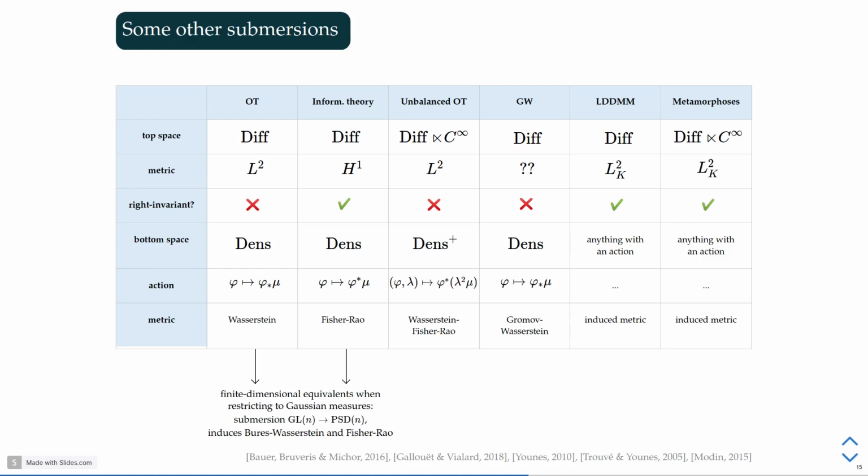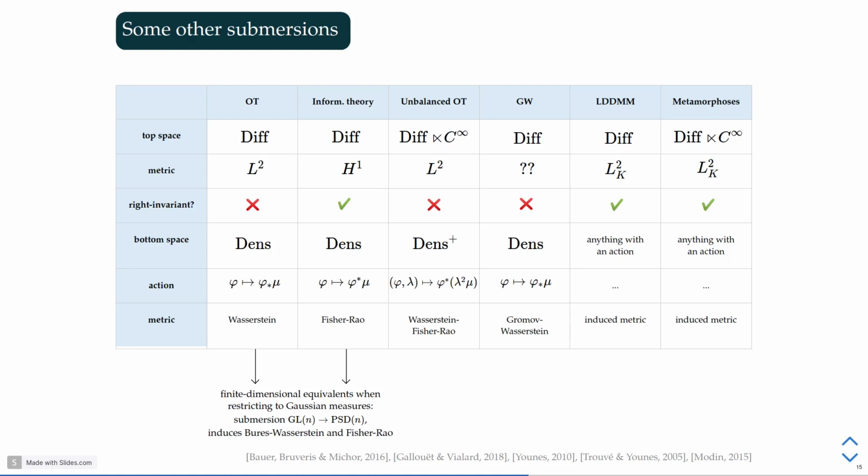And just to make the comparison with LDDMM and metamorphosis, if I understood correctly, but please do correct me if I'm wrong, the LDDMM framework is the same as optimal transport. You have diffeomorphisms, you put a kind of L2 metric. You can also have a kernel on the L2 metric, but let's say we don't. Except this time it's right invariant. And then the bottom space could be anything with an action. And metamorphosis is the equivalent of unbalanced optimal transport in the right invariant way.